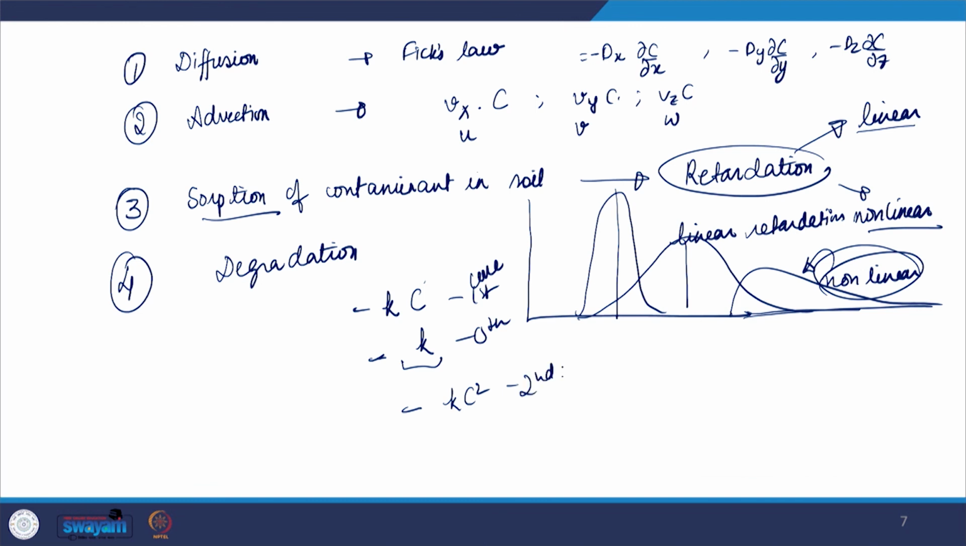When you put these four things together, diffusion, advection, sorption, which results in retardation, and degradation, you will have a pretty good, robust fundamental to start your modeling of contaminant in the groundwater, how the contaminant is spreading and what its fate is going to be.